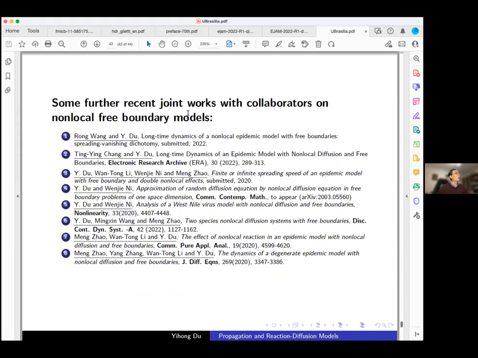And there are some more recent works on systems of equations with the free boundary and the non-local diffusion. Thank you.